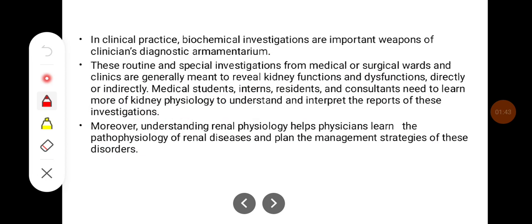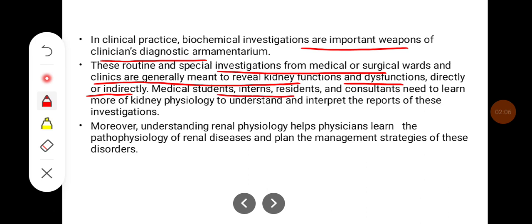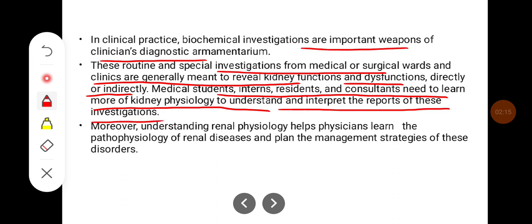In clinical practice, biochemical investigations are important weapons of clinical diagnostic armamentarium. These routine and special investigations for medical or surgical wards and clinics are generally meant to reveal kidney function and dysfunctions, directly or indirectly. Medical students, interns, residents, and consultants need to learn more of kidney physiology to understand and interpret the reports of these investigations. Moreover, understanding renal physiology helps physicians learn the pathophysiology of renal diseases and plan the management strategies of these disorders.